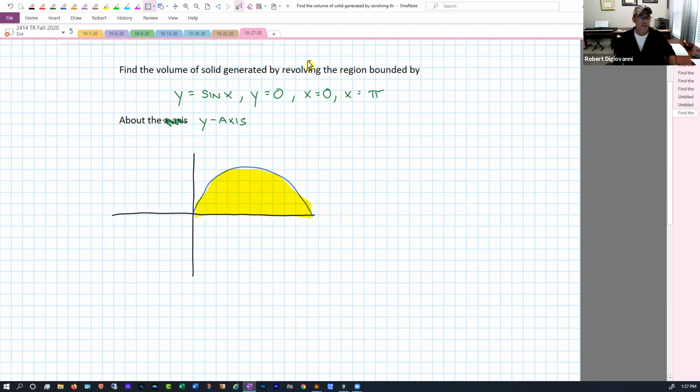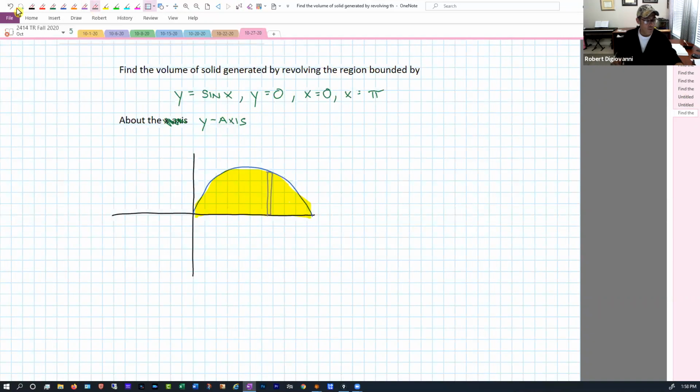So this is basically just the first arc of sine, right? It's bounded by the sine function, y equals 0, which is the x-axis, x equals 0, which is the left side, x equals pi, which is the right side. And I want to rotate this around the y-axis. Now, if we went around the x-axis, then I would use vertical rectangles and I would use washers, right?